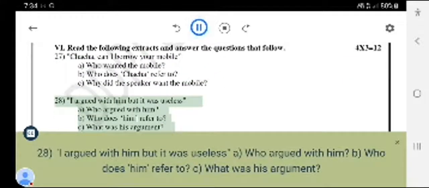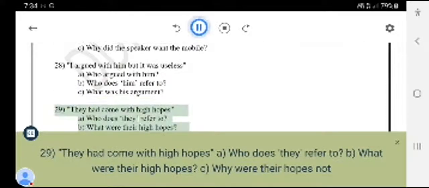28. I argued with him but it was useless. A. Who argued with him? B. Who does him refer to? C. What was his argument? 29. They had come with high hopes. A. Who does they refer to? B. What were their high hopes? C. Why were their hopes not fulfilled?